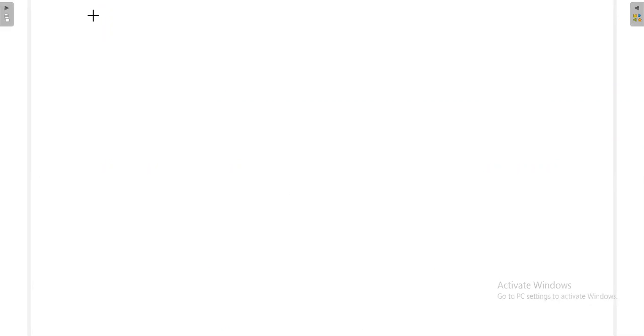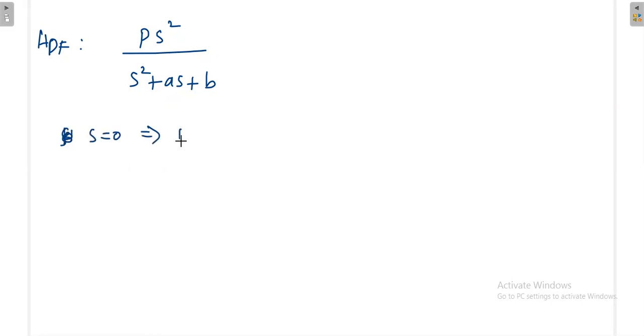Then what is the high pass filter nature? The second order high pass filter will be p s square over s square plus as plus b. So in the numerator along with the constant we get s square, then it can act as a high pass filter. Again, what is happening when s is equal to 0? When s is equal to 0, what is h of 0? Simply 0, since 0 over 0 plus something is 0.